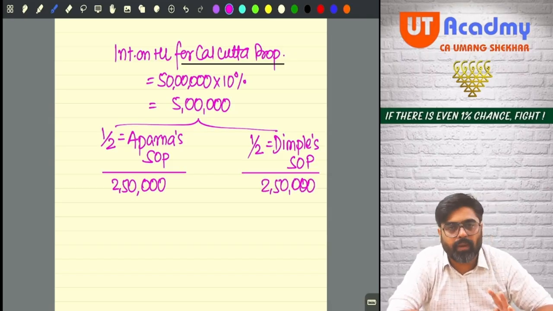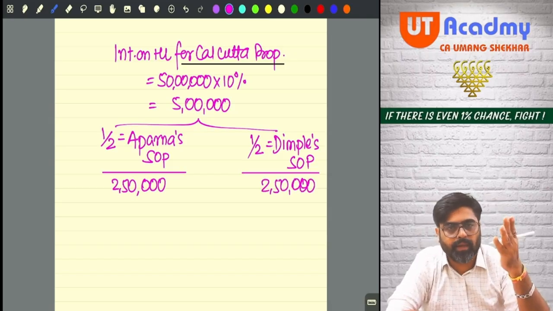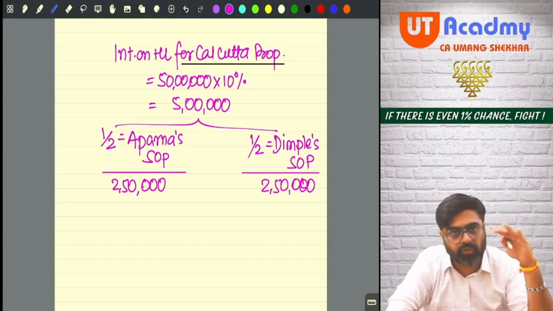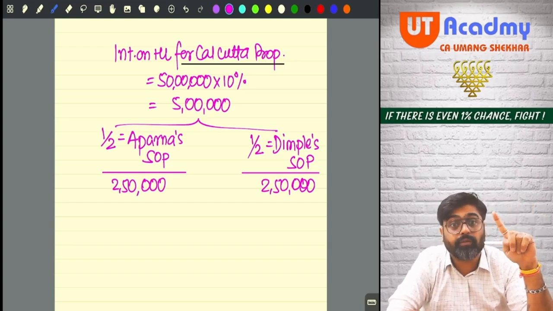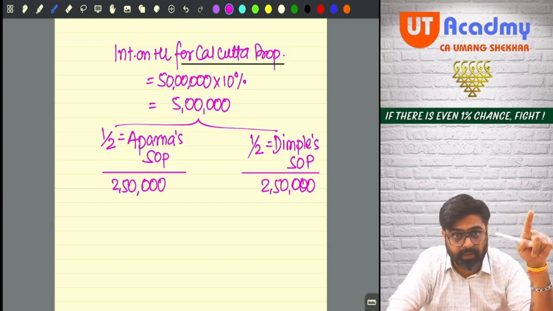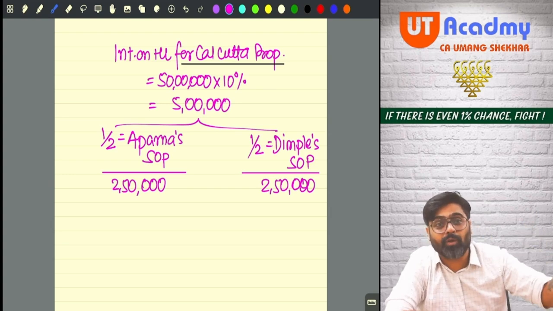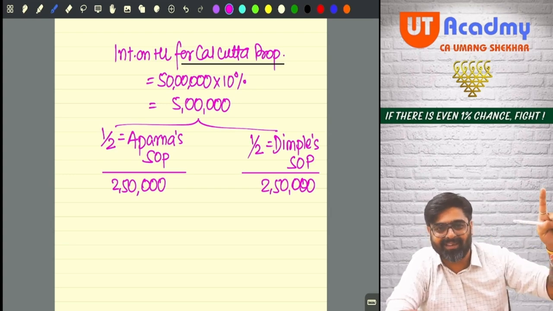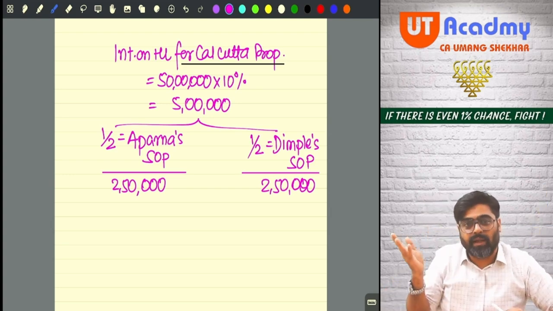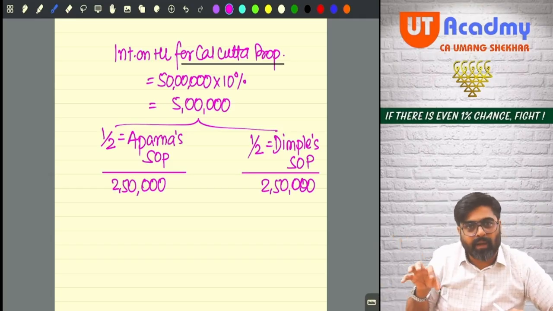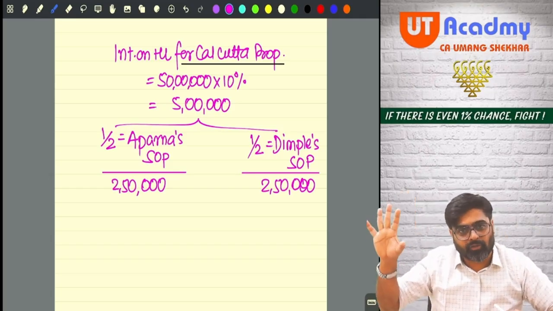Okay. Dimple will claim her SOP as her own separate SOP. She will claim the exemption of her SOP nil, and out of that she will claim 2,50,000, but will not be allowed 2,50,000. It will be allowed only 2 lakhs for Dimple. Got it? And Aparna will claim her part as her SOP.